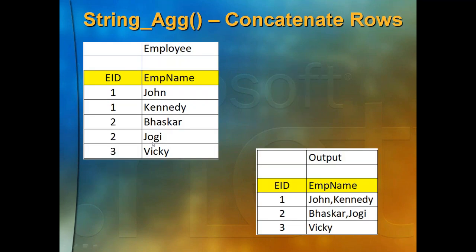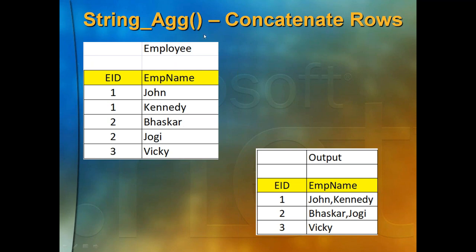And this is what we discussed today, concatenating rows. Here you should not have duplicates, you should not have a primary key. If there is a primary key, then this is not going to work. With values 1, 1, 2, 2, 3 and 1, 2, it is going to be grouped based on the number and concatenated. So John, Kennedy, Bhaskar, Jogi.